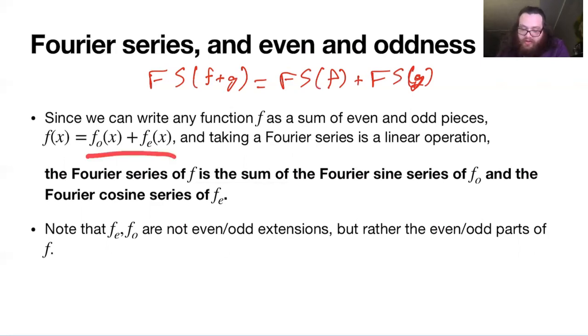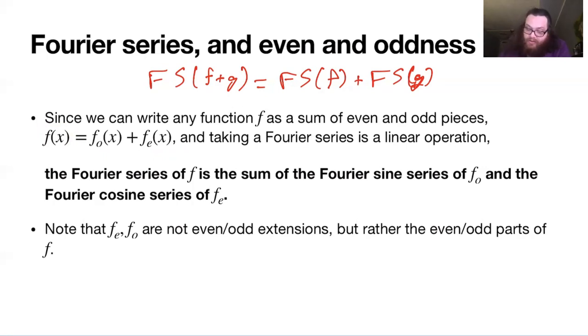So because we can write any function as the sum of an odd and even piece, and because taking the Fourier series is a linear operation, if we want to know the Fourier series of f, it turns out that the Fourier series of f is going to be the Fourier series of the odd piece, which, because we have an odd function, is just going to be a sine series, plus the Fourier series of the even piece, but because this is an even function, the Fourier series is only going to have cosine terms. Okay, so the Fourier series of a function is going to be the sine series of the odd piece plus the cosine series of the even piece.